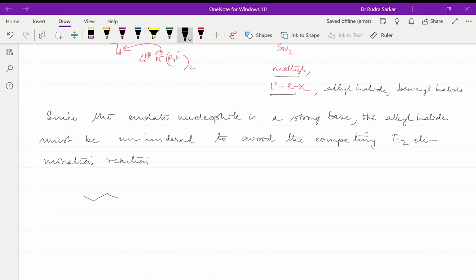What would happen if we take a 2-degree alkyl halide or a 3-degree alkyl halide? Let's see. Suppose I have taken a 2-degree alkyl halide. Then in this manner, a hydrogen will be abstracted and a bromine will be eliminated, leading to the formation of the starting ketone that we have taken, and along with that the alkene will be the product from the alkyl halide used.